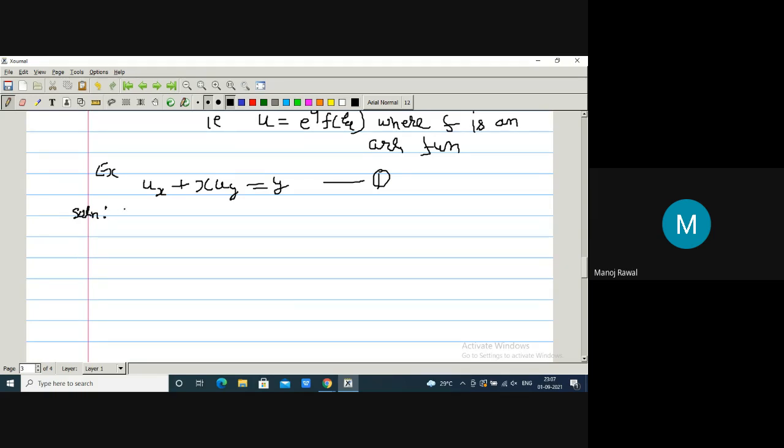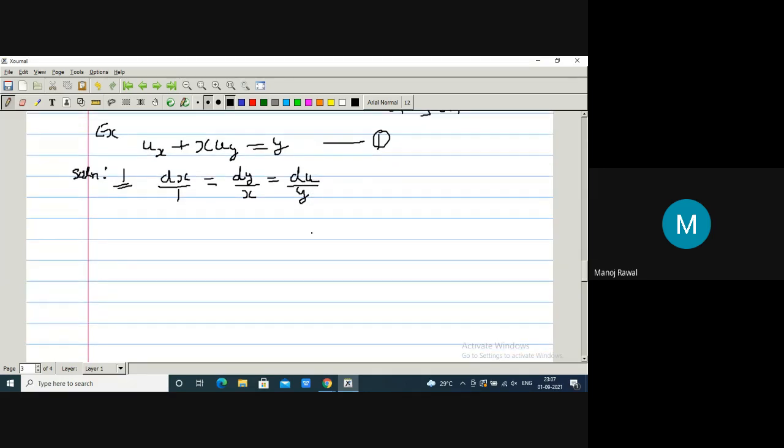So step one, write down the characteristic equation. My solution may not be complete, so you will be doing it on your own. So write down the characteristic equation: dx upon 1, dy upon x, and du upon y. So this is going to be the characteristic equation. Now step 2, consider 1 is equal to 2.